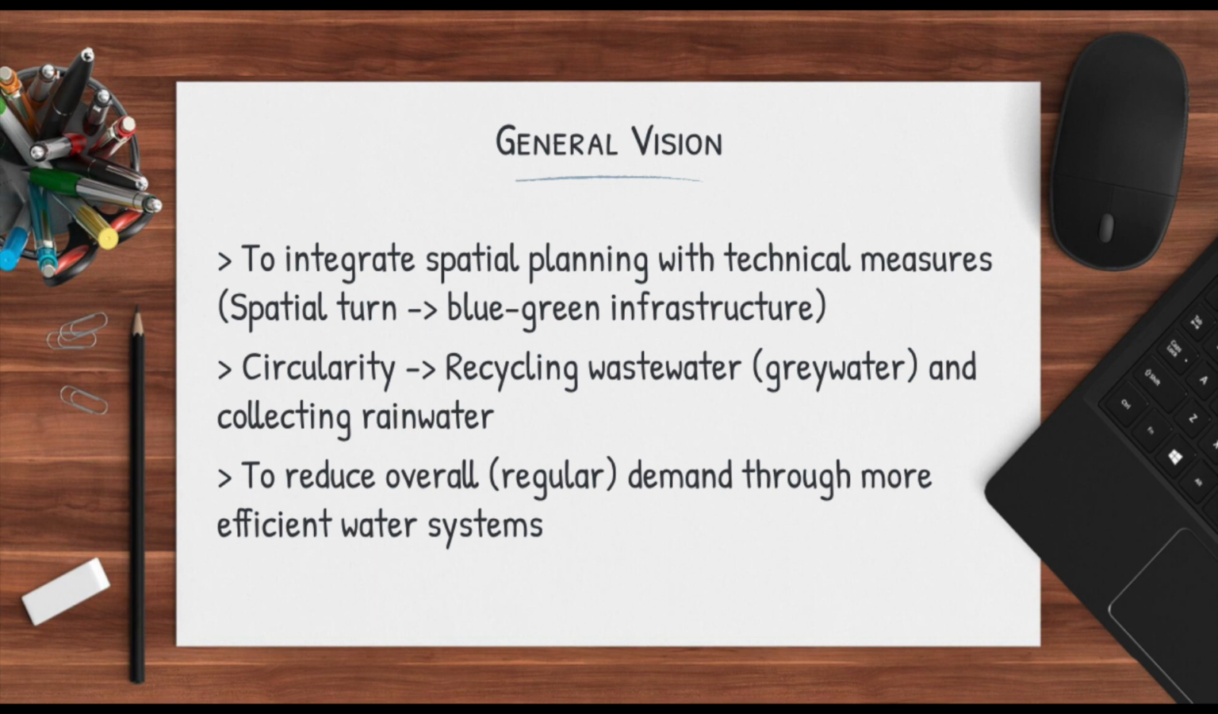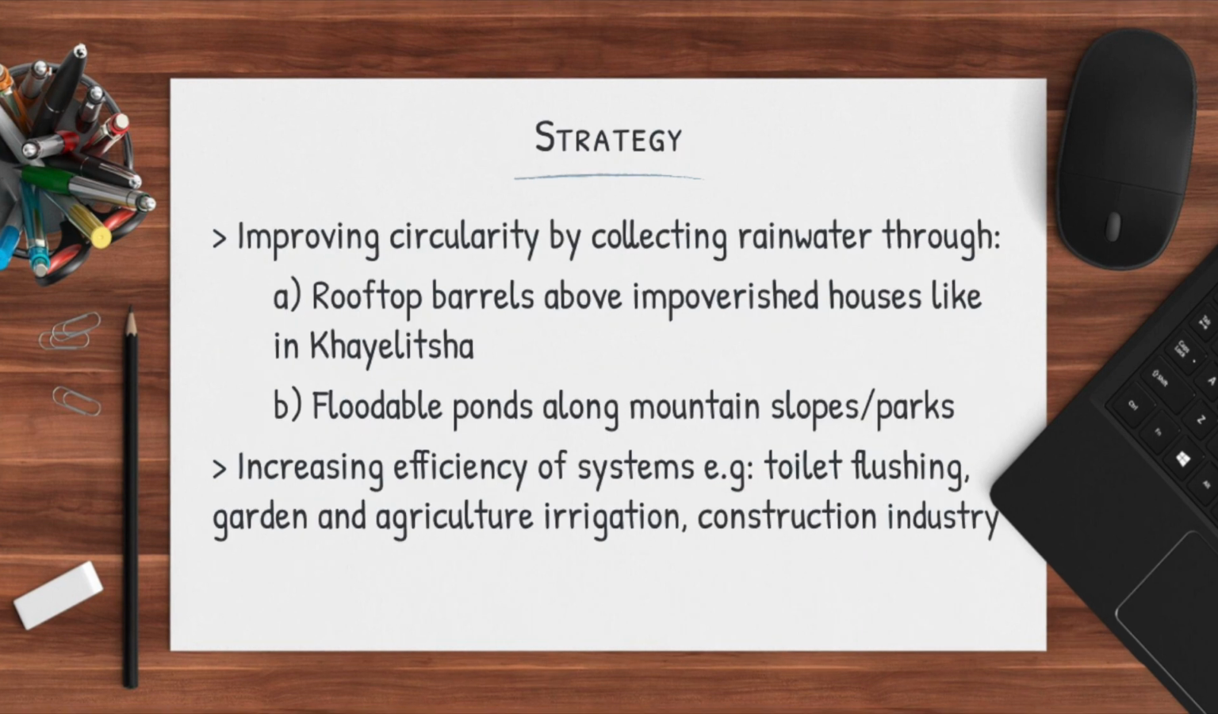So the general vision for our plan is to integrate spatial planning with infrastructure as well as improving the circularity, which can be done by recycling water in multiple ways, and finally to reduce the overall demand of water through more efficient water systems, so upgraded water systems, which we will get into in the next slides.